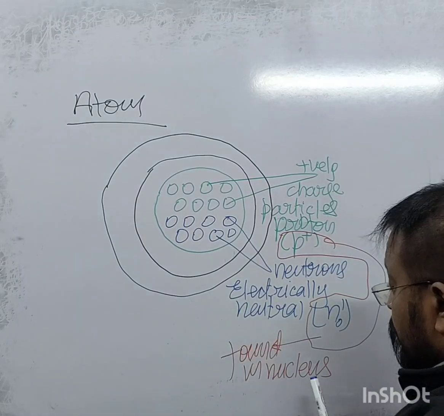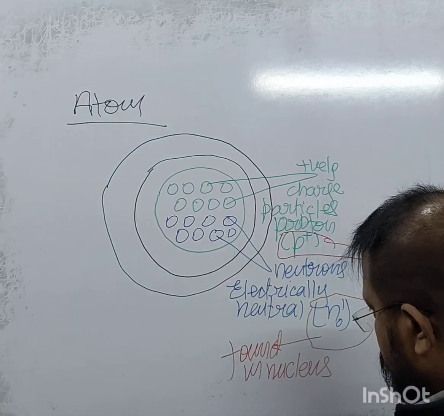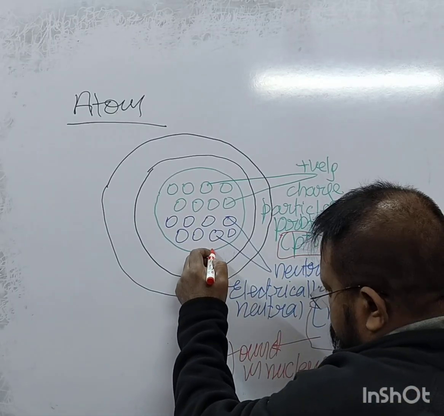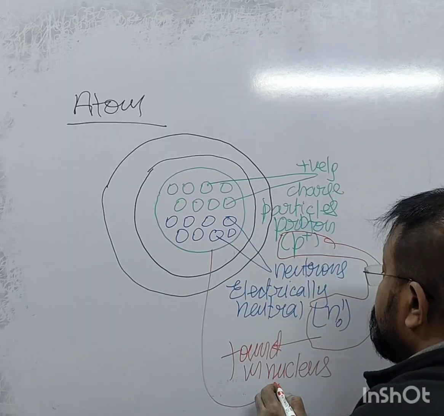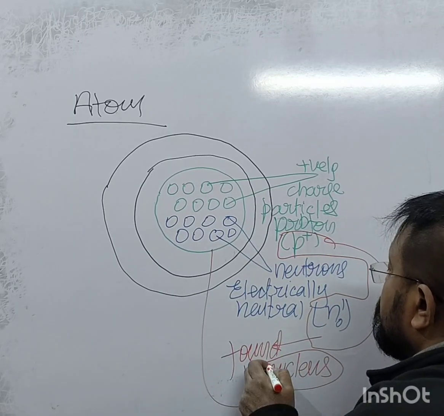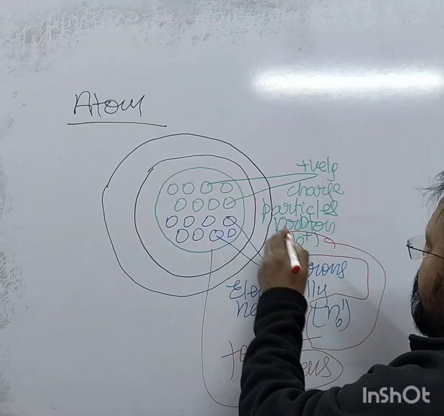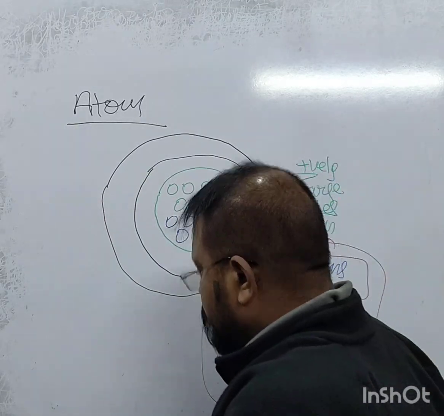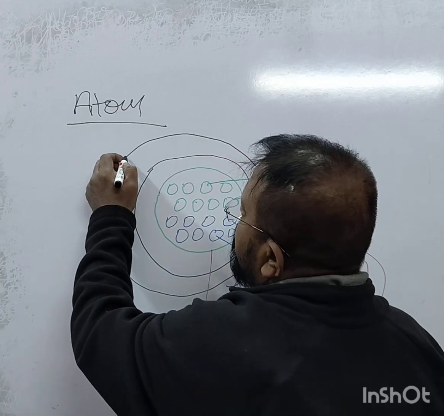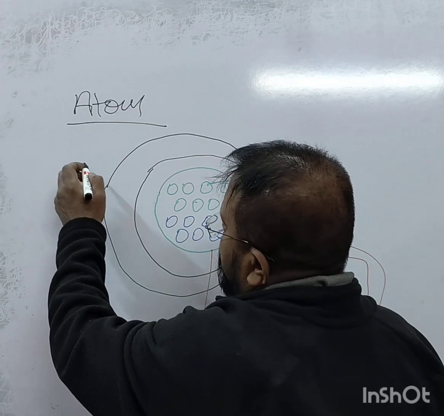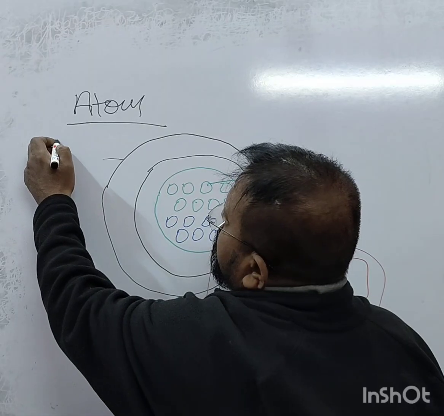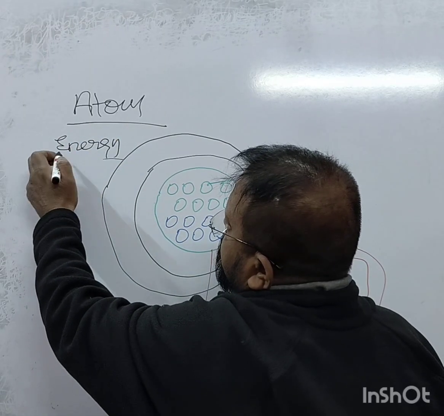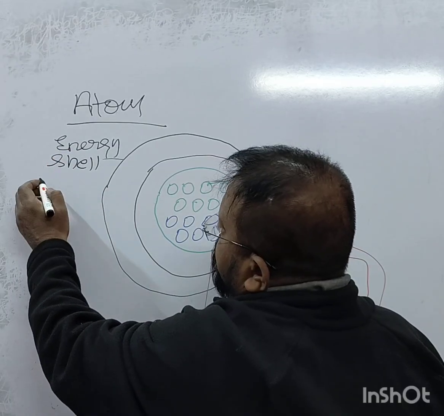So what we call, this is nucleus. Inside the nucleus, protons and neutrons. These we call energy shells. Different energy shells, right?